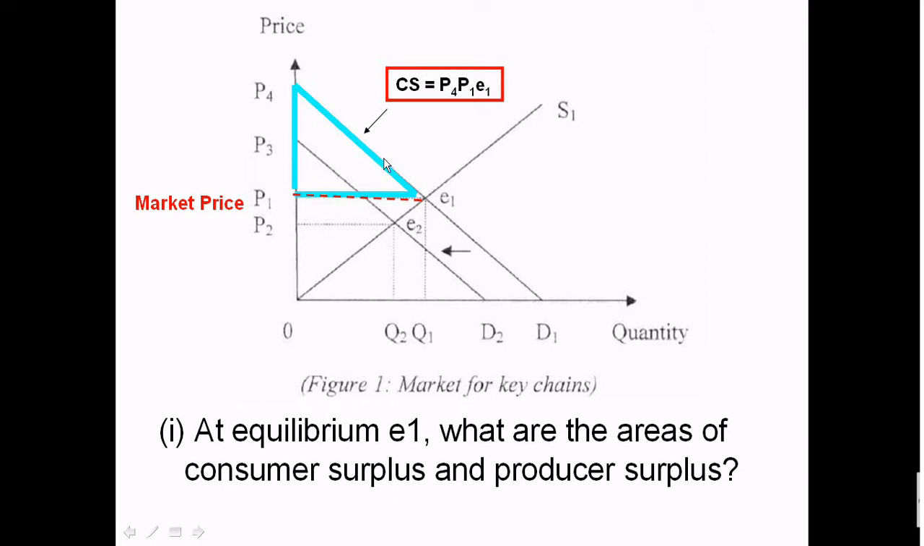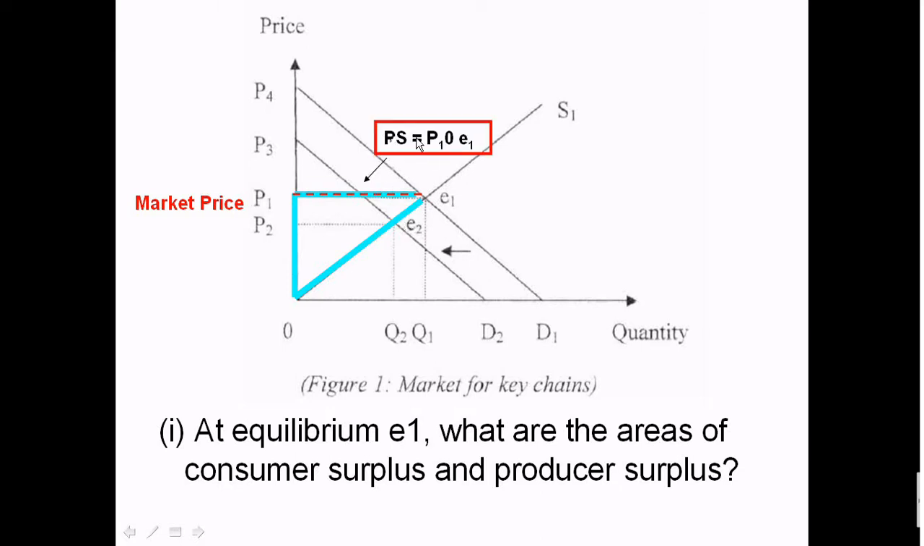Yeah, so next, the producer surplus. For producer surplus, it will be the area below the market price. Again, P1 is the market price, and above the supply curve. So now we'll be referring to S1. So the area will be below the market price, above the supply curve. So this triangle will be your producer surplus. So the area of producer surplus will be P1, 0, E1. Okay, so that's how you answer the question.